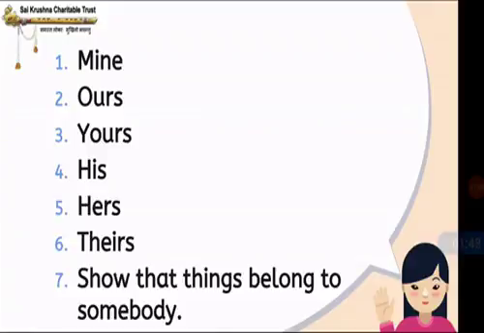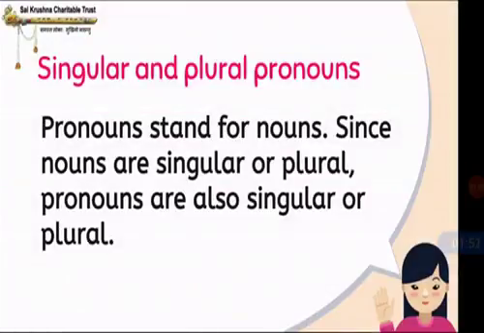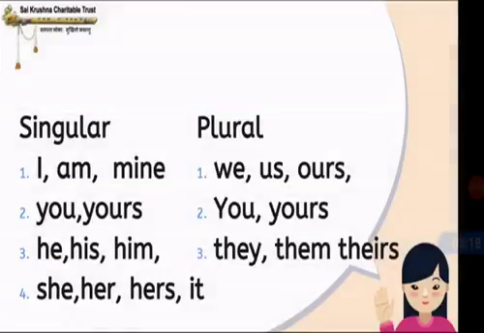Understood? So next we have singular and plural pronouns. Pronouns stand for nouns, and since nouns are singular or plural, pronouns are also singular or plural. So here is a list of singular and plural personal pronouns. You can see for singular I, me, mine, whereas for plural we have to use we, us, ours.